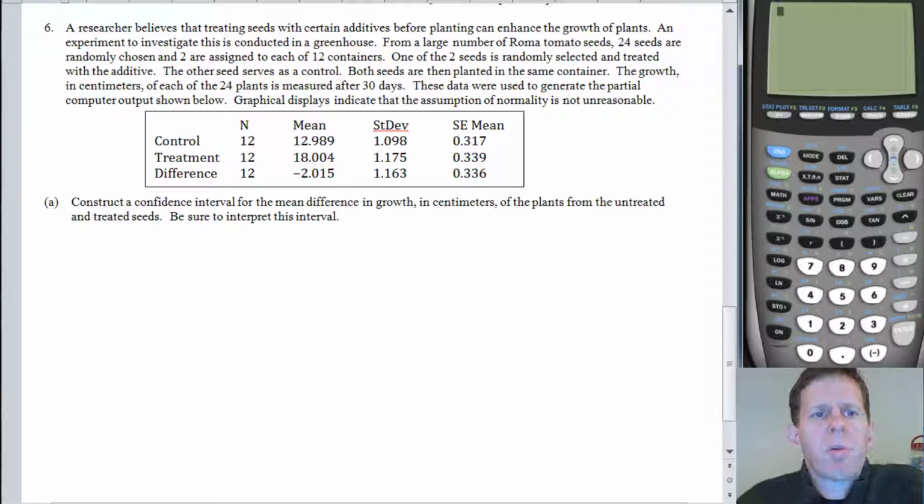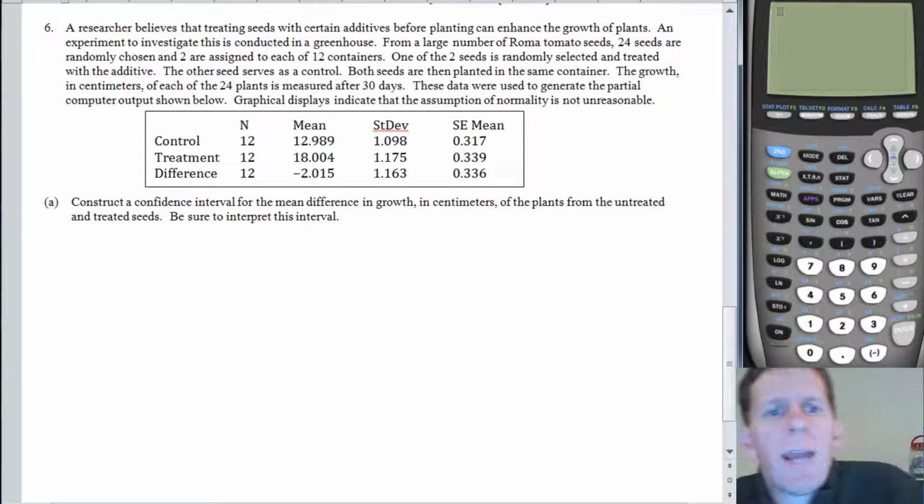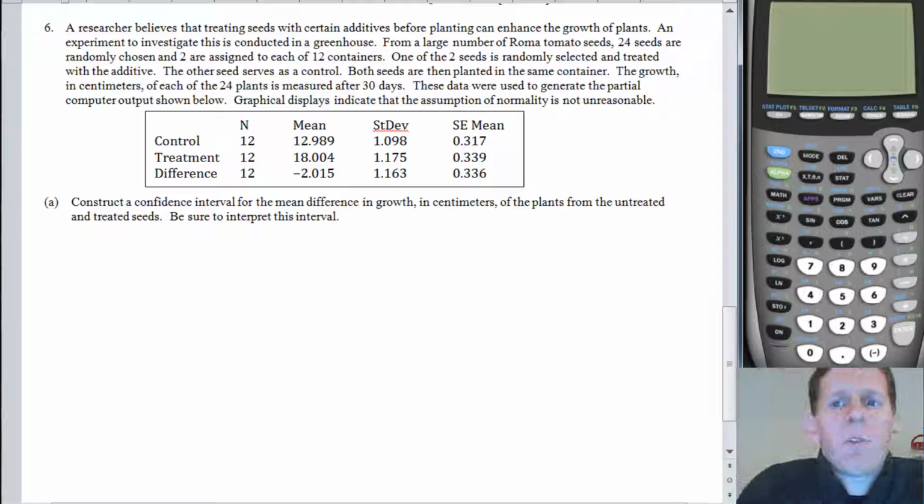It says a researcher believes that treating seeds with certain additives before planting can enhance the growth of plants. An experiment to investigate this is conducted in a greenhouse. From a large number of Roma tomato seeds, 24 seeds are randomly chosen and 2 are assigned to each of the 12 containers. One of the 2 seeds is randomly selected and treated with the additive. The other seed serves as a control. Both seeds are then planted in the same container. The growth in centimeters of each of the 24 plants is measured after 30 days.